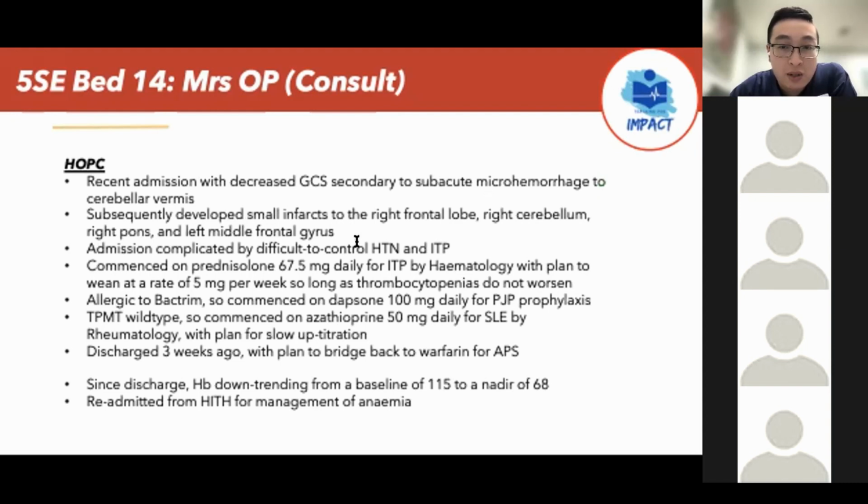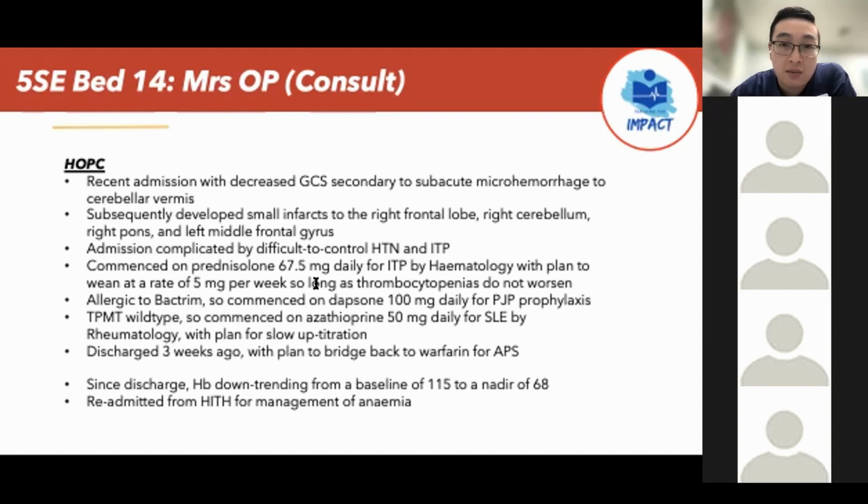Her admission was complicated by difficult to control hypertension and ITP, which made managing the ITP very difficult, because the way to manage ITP is prednisolone, and prednisolone increases the blood pressure. This was the first time that haematology was called in to review the patient for ITP, and we only provided some phone advice.